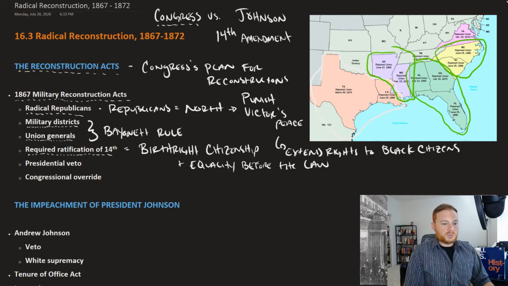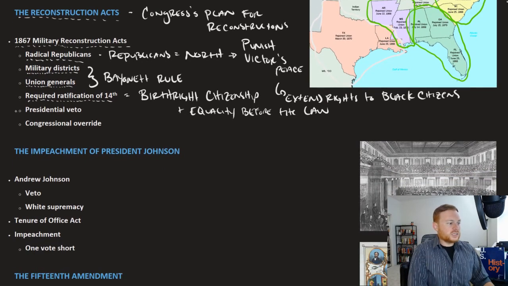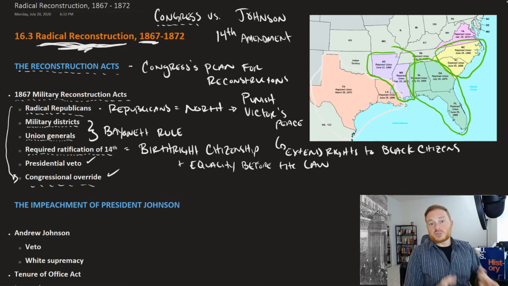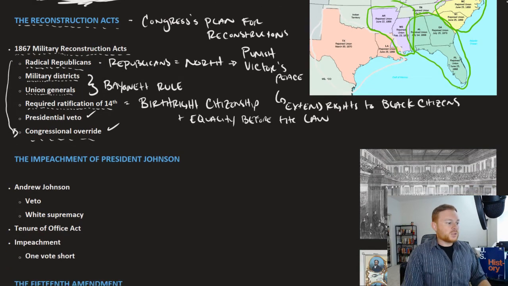So this form of Reconstruction, as you might imagine, is vetoed by President Johnson. However, Congress does override it. And so once this 1867 Military Reconstruction Act passes the Congress over the presidential veto, that essentially puts us into this period known as Radical Reconstruction, where now you have Congress really in the driver's seat, and Congress can dictate what Reconstruction is going to look like.